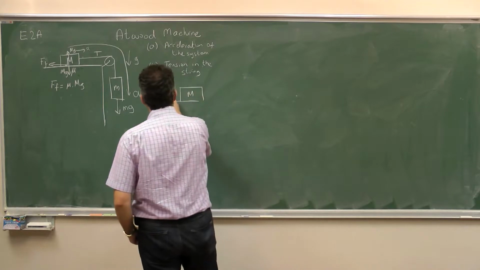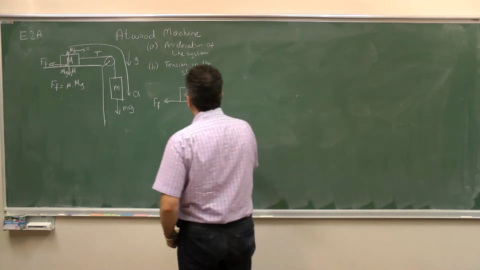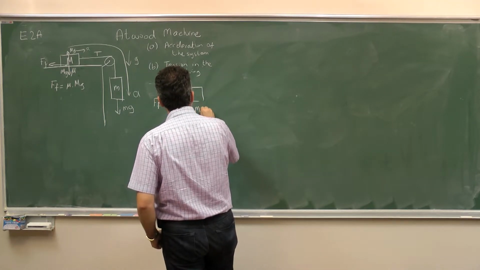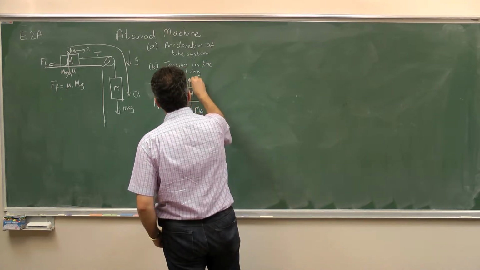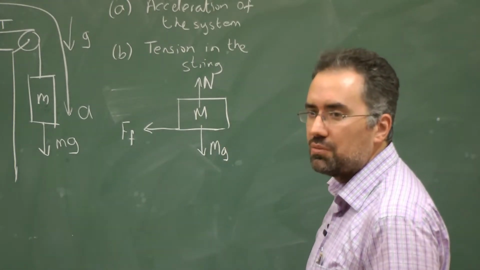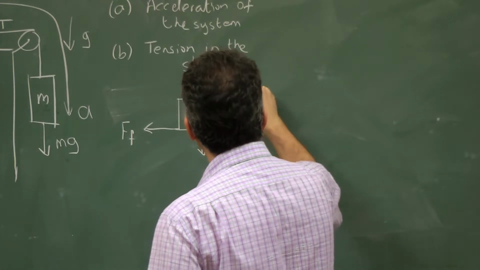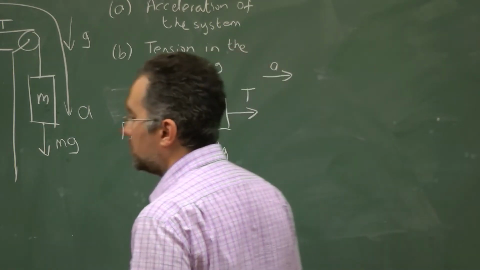I have force of friction here. I have mg here. I have acting up, I have the normal force. Since I'm doing it by the rules, I'm not assuming anything from the start. And then over here, I have the tension. And overall, it will be accelerating to the right.